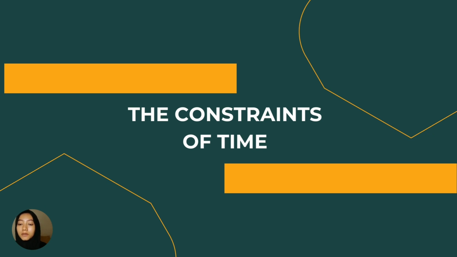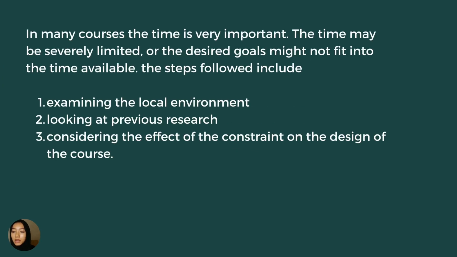The constraint of time. In many courses, the time constraint is very important. The time may be severely limited, or the desired goals might not fit into the time available. The steps followed include, first, examining the local environment. Useful information to gather about the constraint is how much class time is available, how much time outside class could be given to learning, and what the goals of the course are. Second, looking at previous research. Useful research information will reveal what could be achieved within a certain time period.